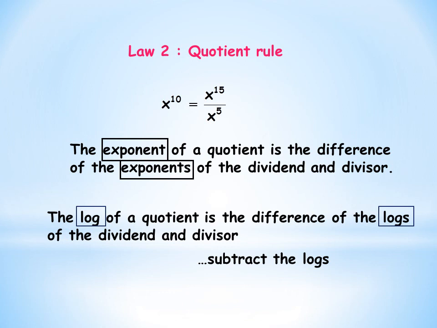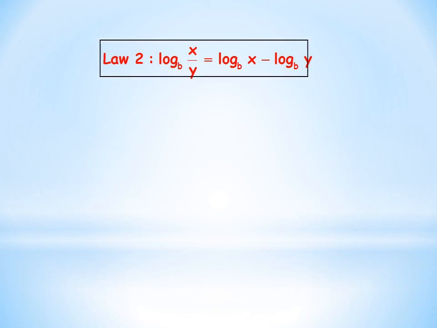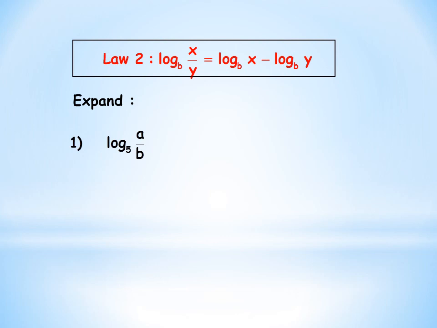So when we have multiplication, we're going to add, and when we have division, we're going to subtract. So here is your second law of logs. If I have the log with some base and some number divided by another number, I can expand that out by subtracting them. Again, expanding, I would have the log base 5 of a divided by b. I could simply write that as the log base 5 of a, now minus the log 5 of b.